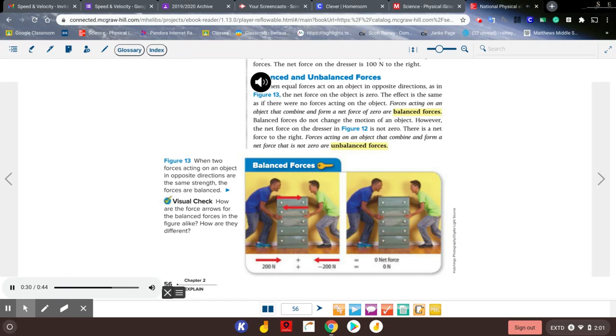However, the net force on the dresser in Figure 12 is not zero. There is a net force to the right. Forces acting on an object that combine and form a net force that is not zero are unbalanced forces.